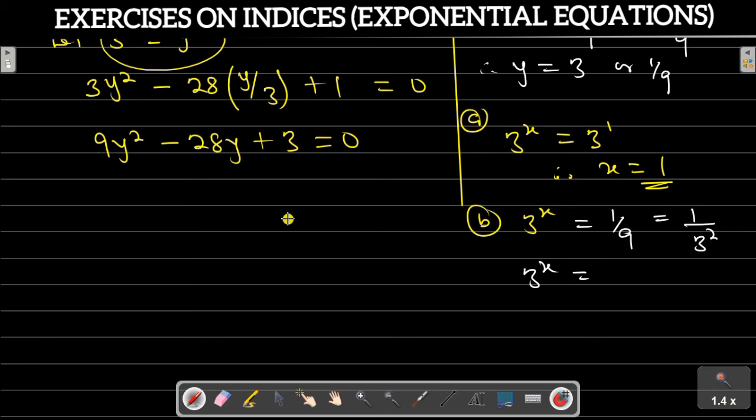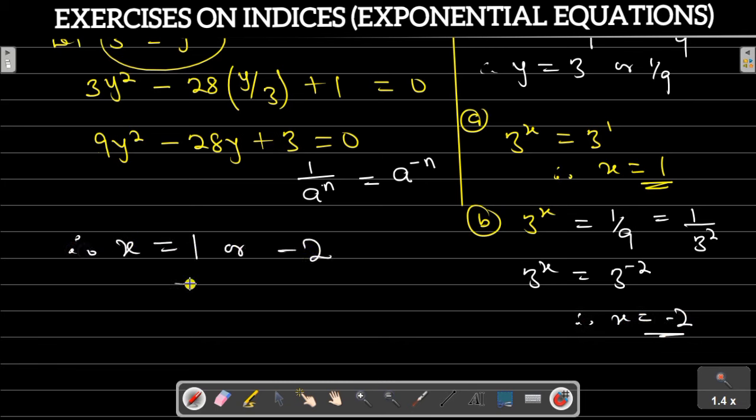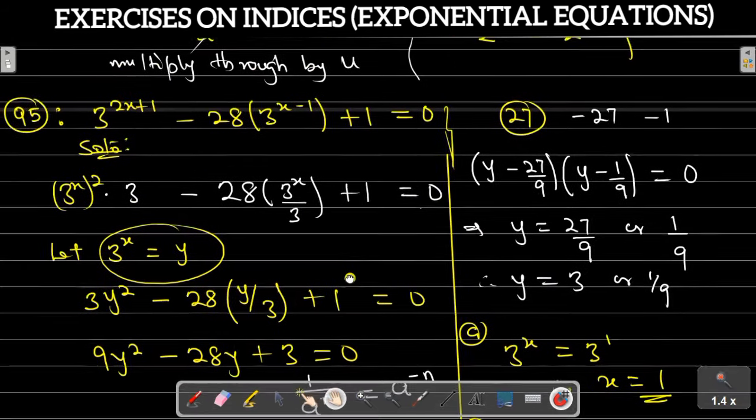So putting it in base 3, and then using this rule that says if I have 1 over a raised to power n, it is actually equal to a raised to the power of minus n. So reciprocal changes to negative power. So this is going to become 3 raised to the power of minus 2. Therefore, our x here is negative 2. And so in finality, our x is equal to 1 or minus 2. And that is the solution for number 5.